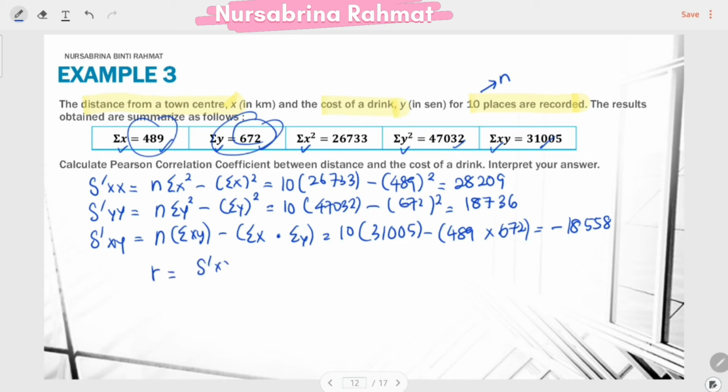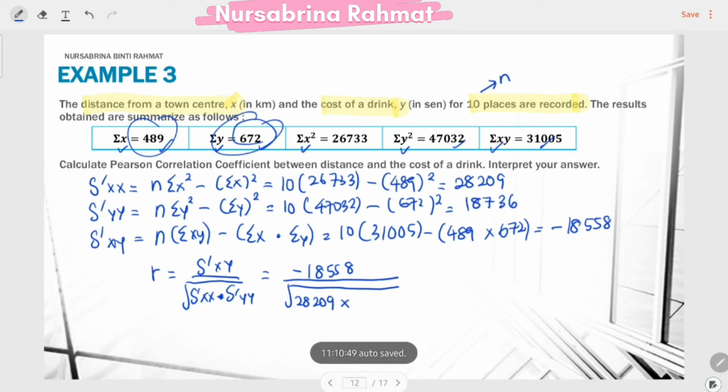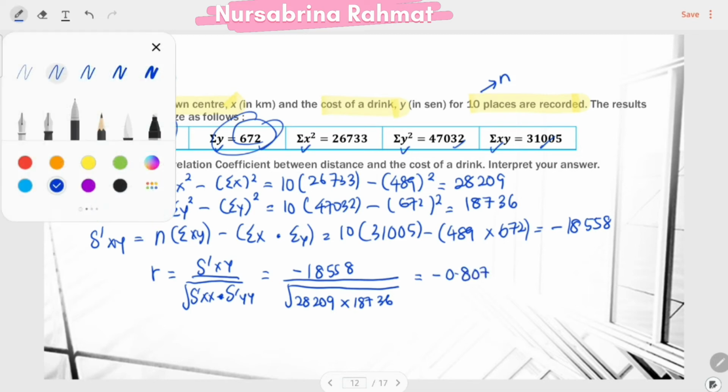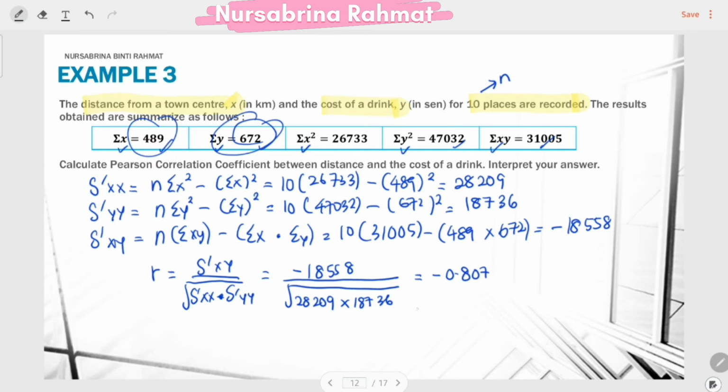Then we are ready to calculate R. Make sure you always write your formula. Rewriting the formula again and again will help you to memorize it. So R equals S prime XY, negative 18558, divided by the square root of the product of S prime XX, which is 28209, multiplied with S prime YY, which is 18736. So your R turned out to be negative 0.807. Again, similar to the previous example, it is a strong negative linear correlation.